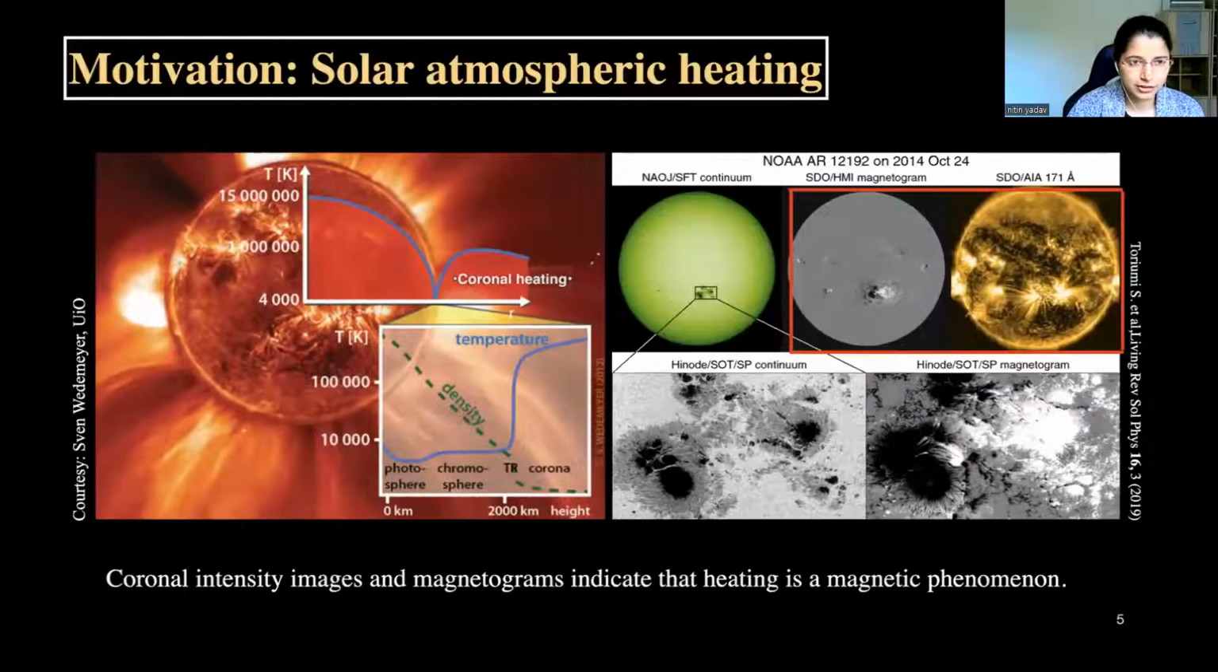Now, if you look at the image on the right and focus on the two sub-panels that I have enclosed in a red rectangle here, if you can see my mouse, they display a magnetogram, which is the magnetic field distribution on the solar surface, and the corresponding coronal intensity image, which maps the high temperature plasma in the solar corona.